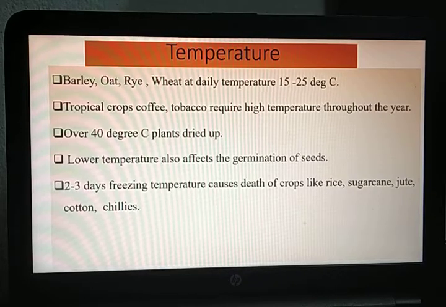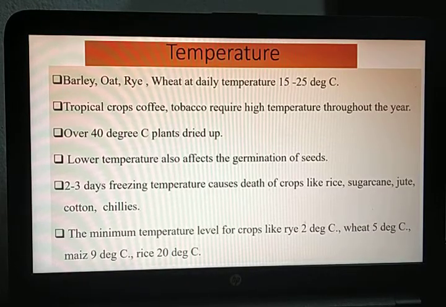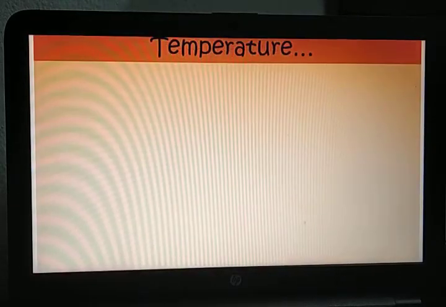These crops do not favor freezing conditions. The minimum temperature level for crops like rye is 2 degrees Celsius. Wheat requires a minimum of 5 degrees Celsius. Below this temperature they cannot survive. Maize needs 9 degrees Celsius. Rice needs 20 degrees Celsius.